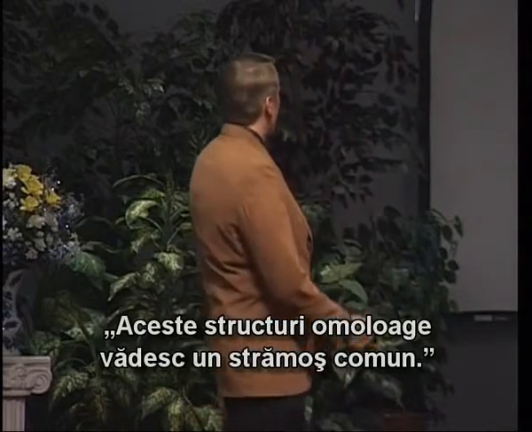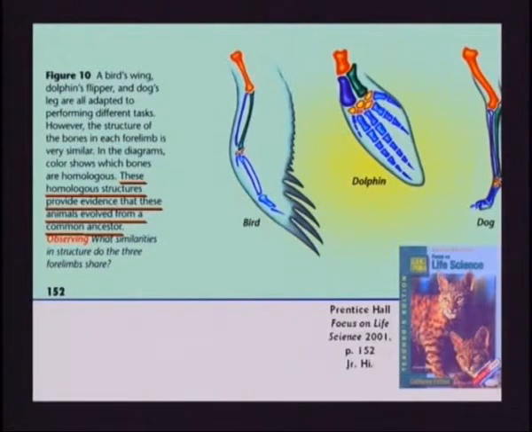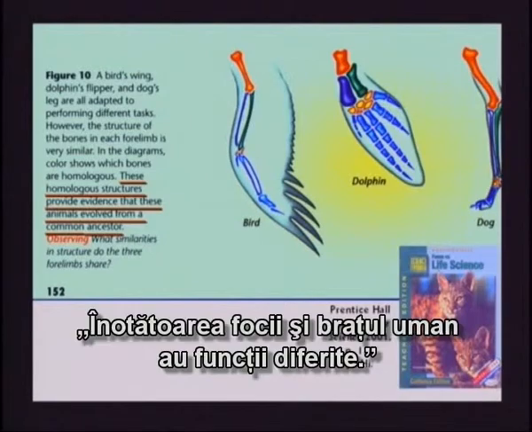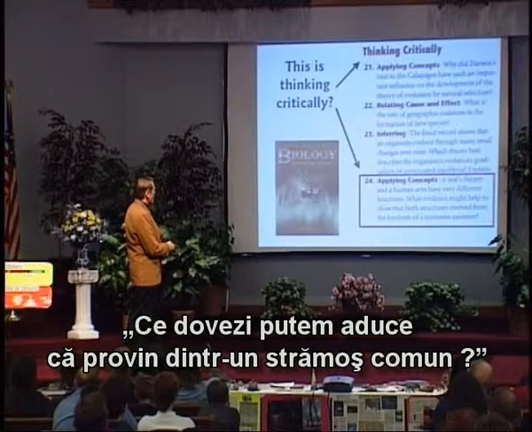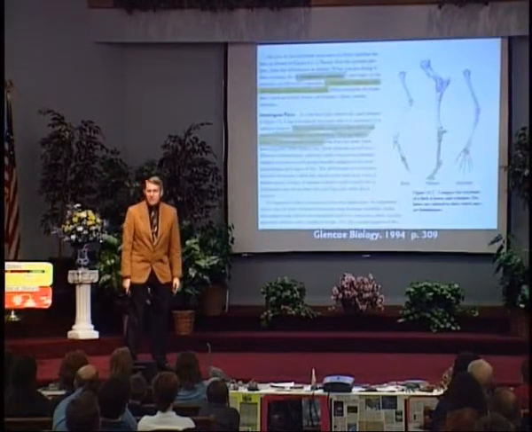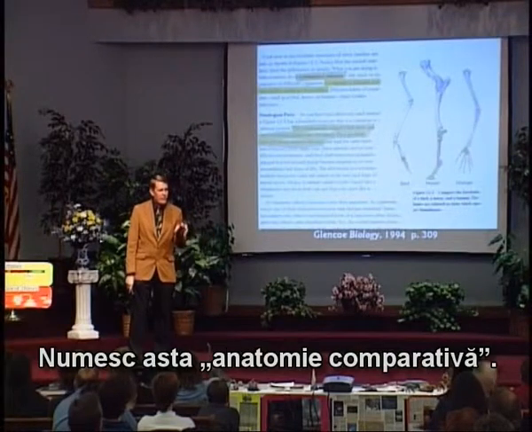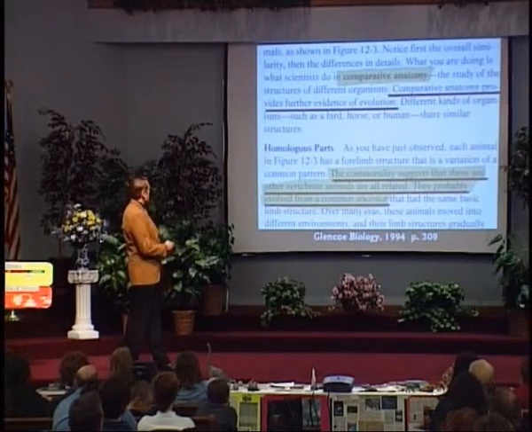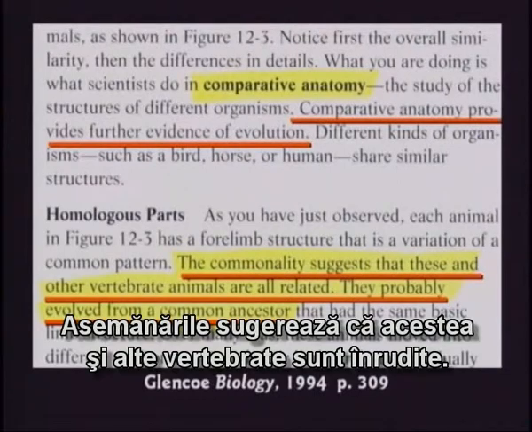Look at this. These homologous structures provide evidence that these animals evolved from a common ancestor. Think critically. A seal's flipper and human arm have different functions. What evidence might help show that both structures evolved from a forelimb of a common ancestor? They show the kids the similar structures. This is in every biology book I've seen. This is one of the evidences for evolution. They call it comparative anatomy. It says comparative anatomy provides further evidence of evolution. The commonalities suggest that these and other vertebrate animals are all related.